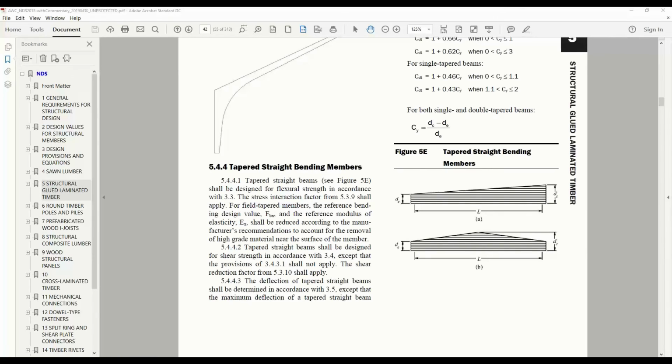Another question: can glulam be treated for ground contact? That ties in with the CCA question. So I don't know, Liz. Do you happen to know the retention levels when you guys do treated? Yeah. So we have two retention levels. There's CCA 0.4, which is for above ground, and then there's CCA 0.6, which is for ground contact.